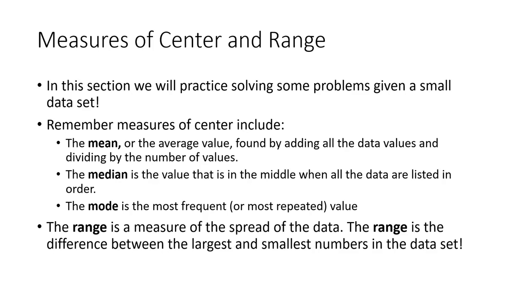The median is the number in the middle when you list all of the data in order, and the mode is the most frequent or the most repeated value out of all of the data. The range is just a measure of the spread of the data, and the range is just the difference between the largest and the smallest numbers in the data set.